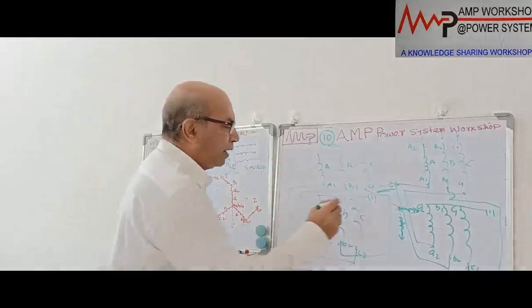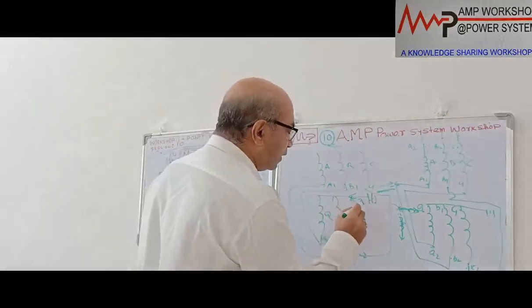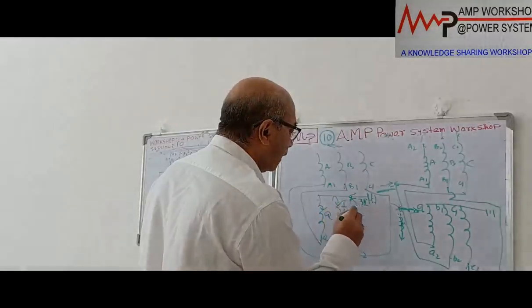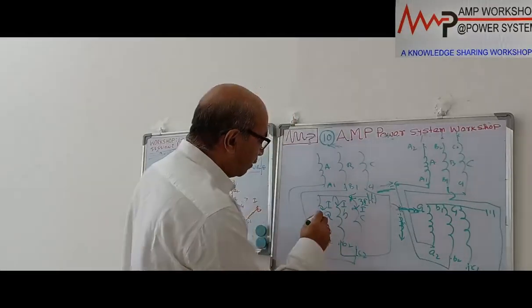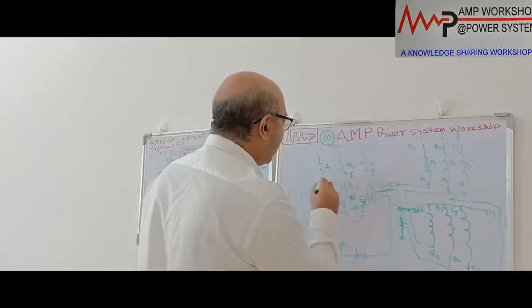In this case what is happening, when there is earth fault current coming over here. Suppose this is a 3I earth fault current coming. This will be distributed in three equal parts, I and I and I, 3I is coming. Now this I is going this way, so it is also carrying I. This is also carrying I. This is also carrying I.